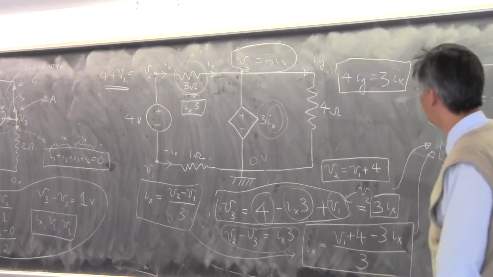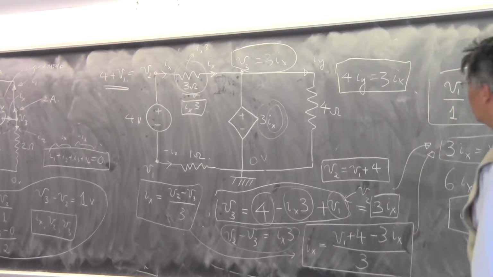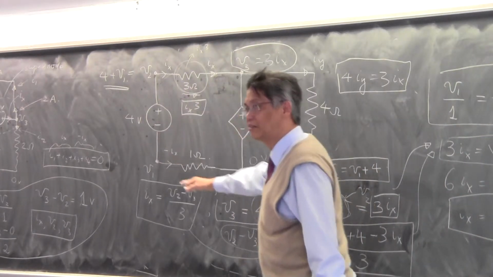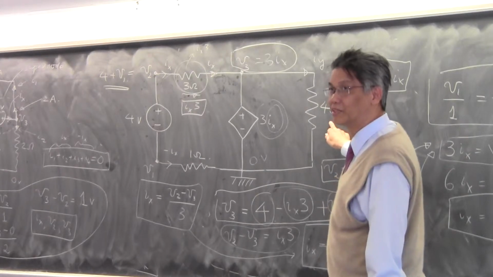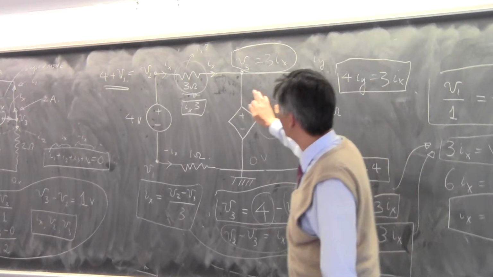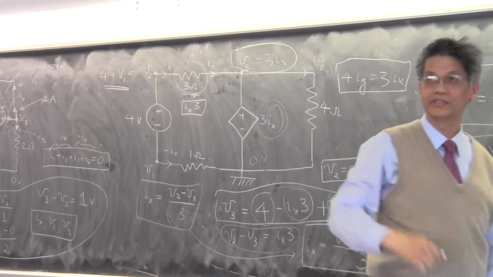So this is a strange circuit in that sense, that the other parts of the answer do not depend on this 4 ohms. You change it to 5 ohms, you just change Iy. You don't change any of the other values. Yes, you have a question?